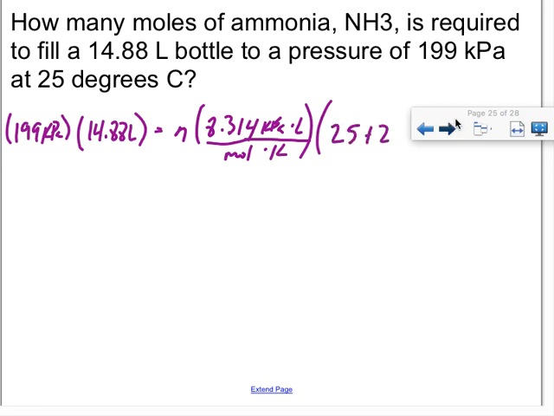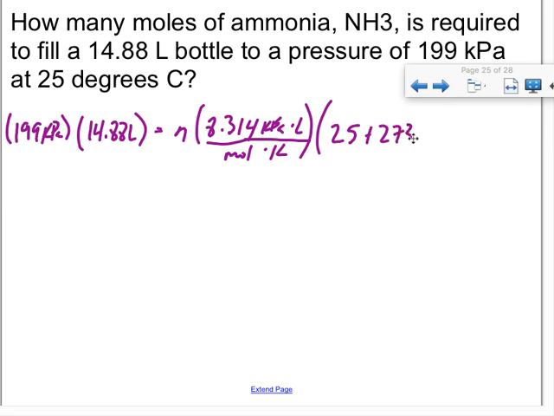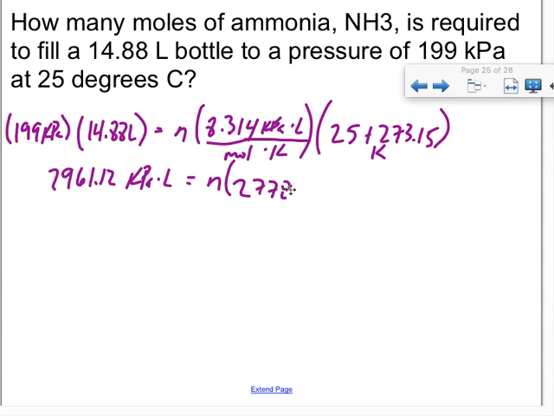That means I've got to convert it to Kelvin. I add in 273.15. This will be in Kelvin. So multiply these two together. I get 2,961.12 kilopascals times liters. Let's add these two together and multiply by the constant. 2,778.8. My Kelvin's going to cancel out, so I'm still in kilopascals times liters over mole.